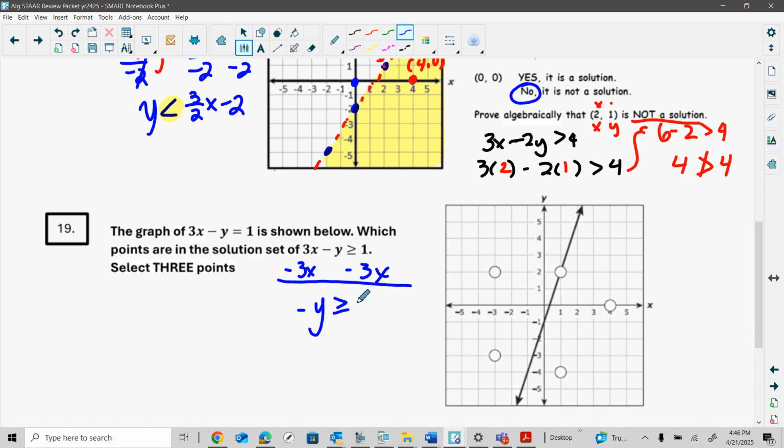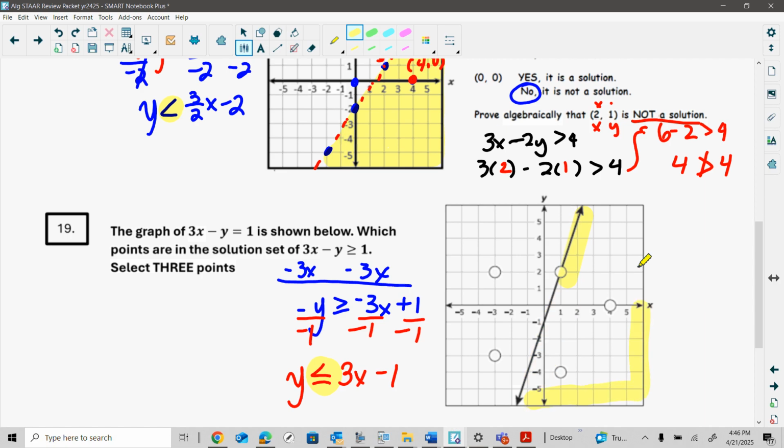So this is negative y is greater than or equal to negative 3x plus 1. Can't have a negative y, so we're going to divide everything by negative 1. So y is now less than or equal to 3x minus 1. And that matches, there's our minus 1 right here. Rise of 3, run of 1. There we go. But we need to shade. Because our inequality is less than, that means we shade below the line.